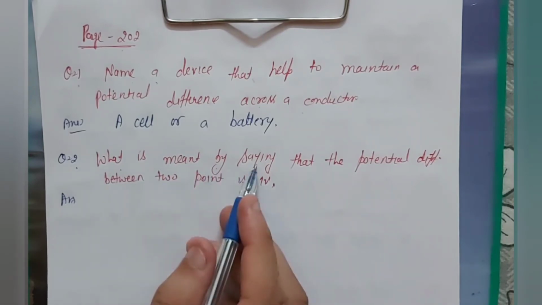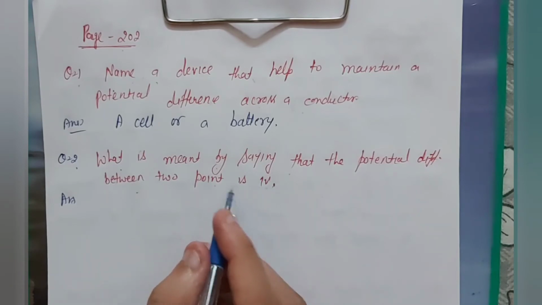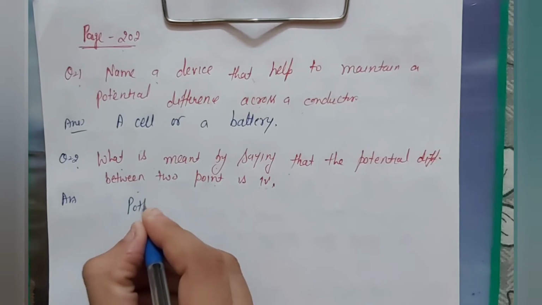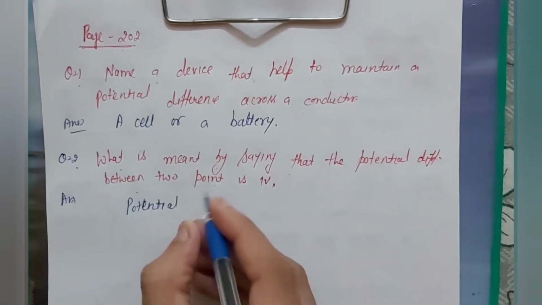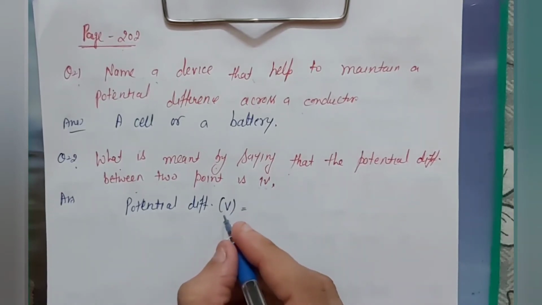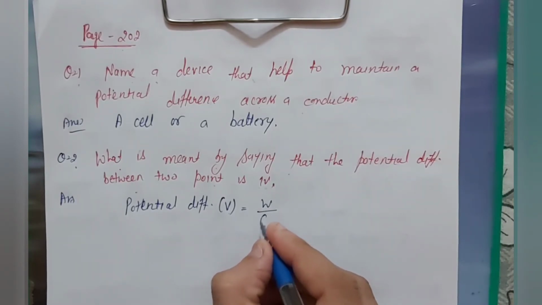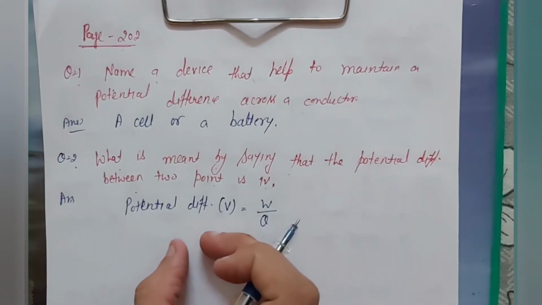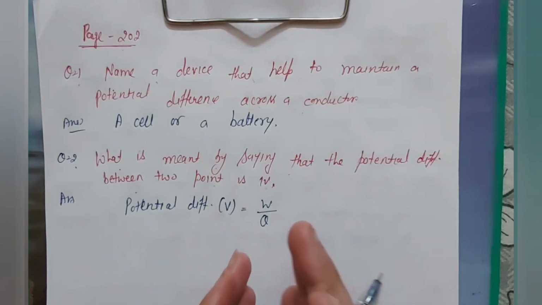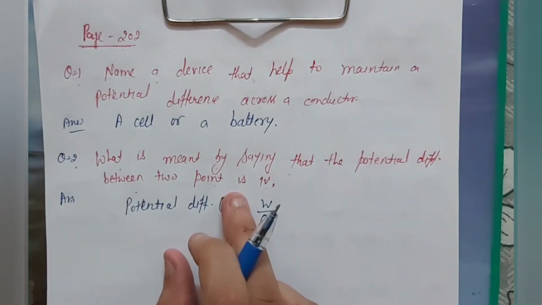Question number 2: What is meant by saying that the potential difference between 2 points is 1 volt? So dear student, firstly what is the formula of potential difference? Potential difference is denoted by V. Okay, so we know that V is equal to work done per unit charge. That means how much work has to be done to move one charge from one point to another, that is the potential difference.